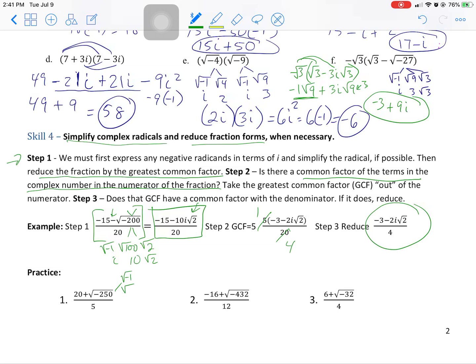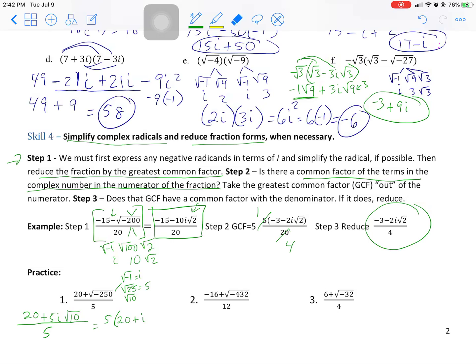All right, so step 1, take out the i and simplify the radical. So 250, let's see, there's a 25 in there, right? 25, and there's a 10 in there. So this is the i, this is a 5, and that's going to stay. So rewrite, I'm going to write way over here, 20 plus 5i square root of 10 is what the numerator turns into. Okay? GCF out a 5 out of the numerator.